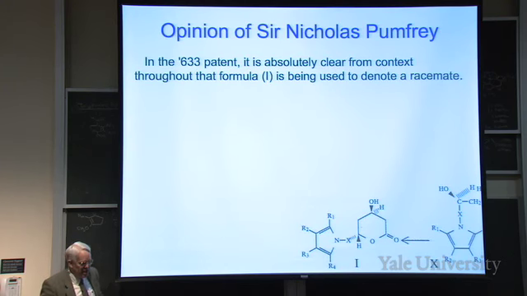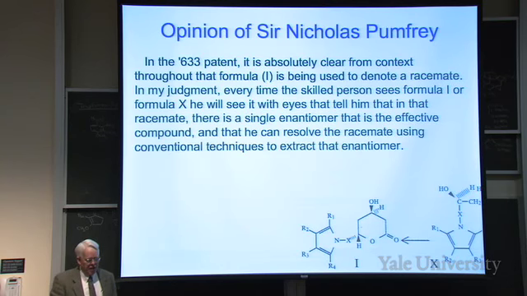Okay, so this is his opinion. He said the 633 patent, when they talk about patents, they just talk the last 3 digits, not the big number. It is absolutely clear from context throughout that Formula 1 is being used to denote a racemate. So what they talked about, what they prepared, tested, and so on was both enantiomers, okay?